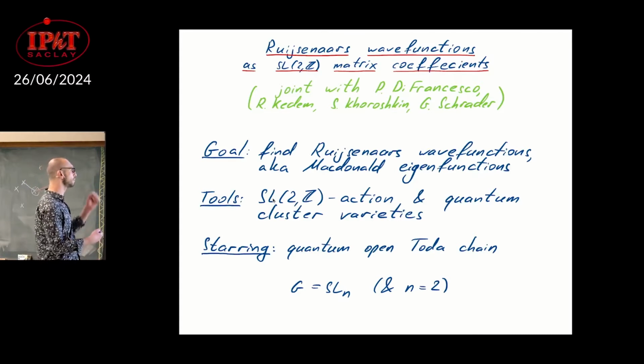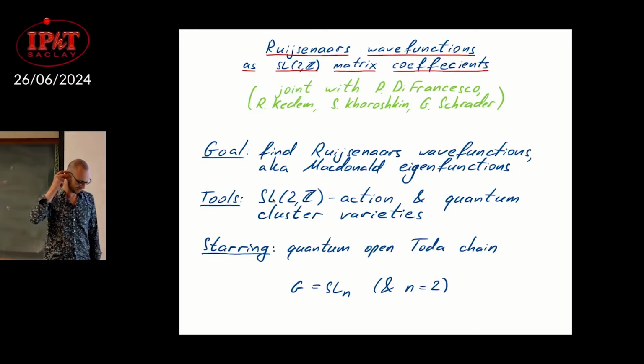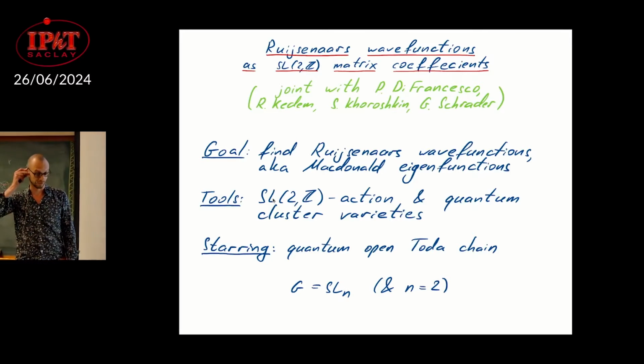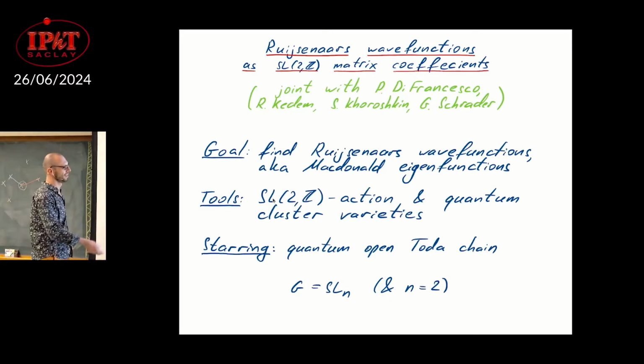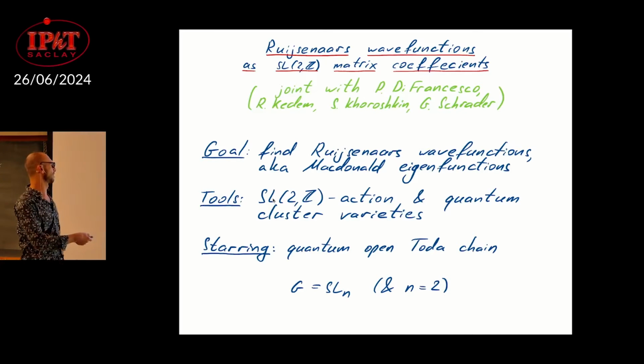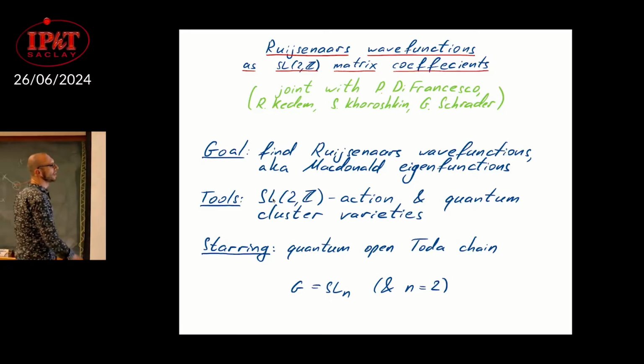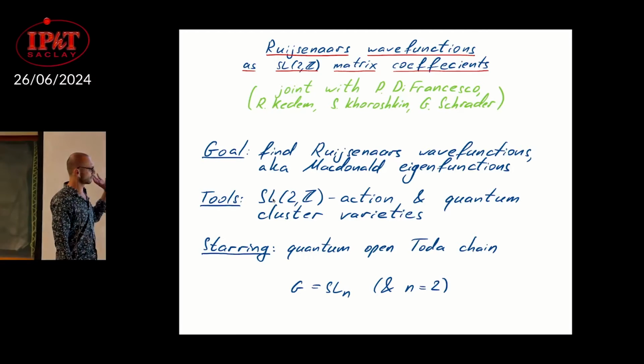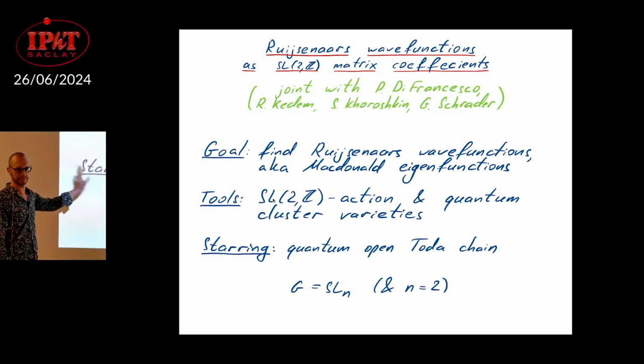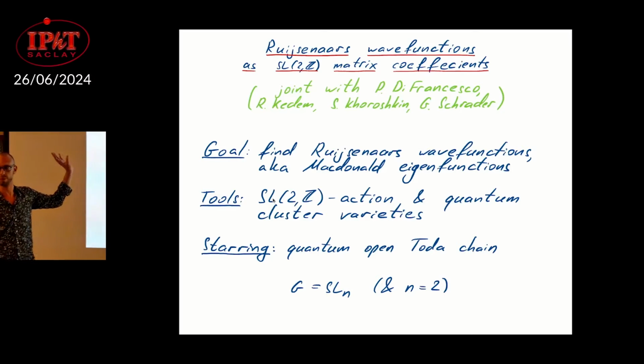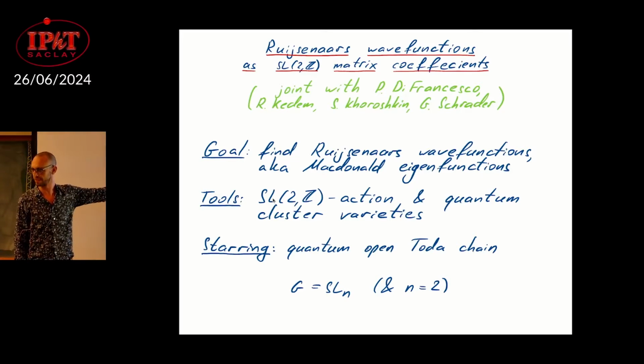And the tools will be a certain representation of SL2Z, and this guy is called quantum cluster varieties. As in any sort of film, there will be the main hero, or main actor rather. It will be the quantum open Toda chain. And today we'll have some group in the background. The group is SLN, and for the purpose of this talk, most of the time you can think n is equal to 2, unless otherwise specified.